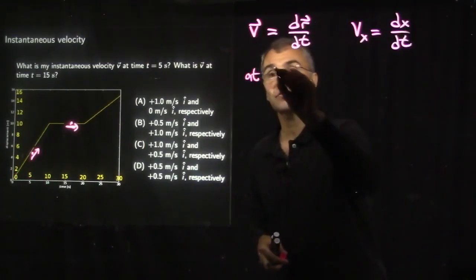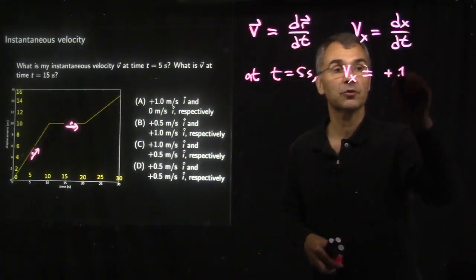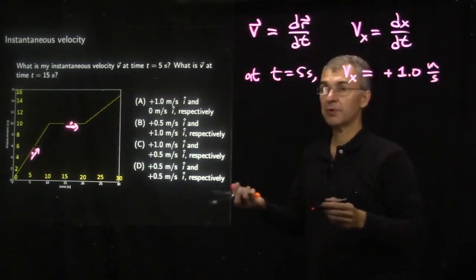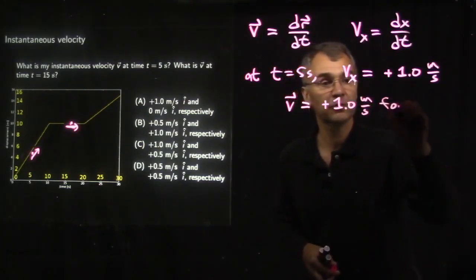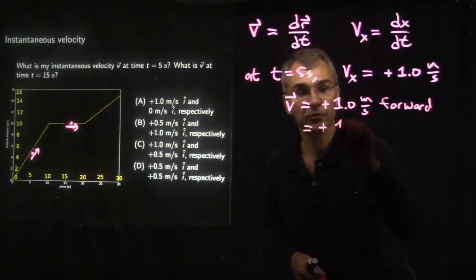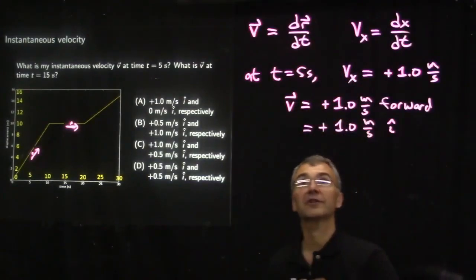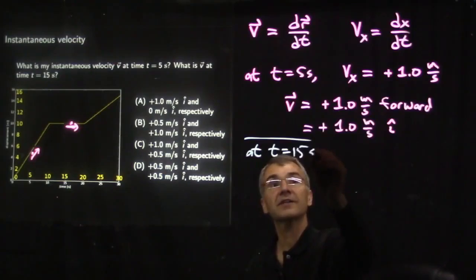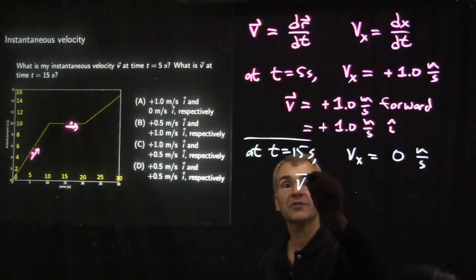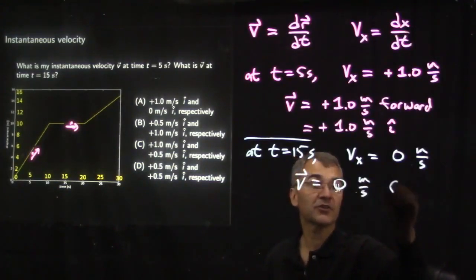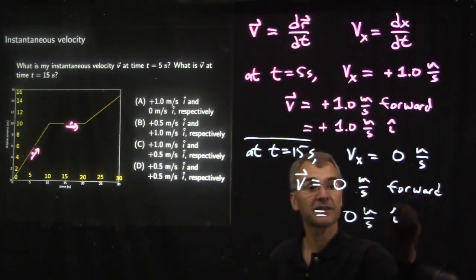It seems like at t equals 5 seconds, the x component of velocity is plus 1.0 meter per second. So that's the only component that there is. Therefore, v is plus 1.0 meter per second forward, or you could say it is plus 1.0 meter per second I hat if you want to use the textbook's unit vector notation. At t equals 15 seconds, v sub x is 0 meters per second. The slope is 0. Therefore, the velocity vector is 0 meters per second. I guess you could say forward, you could say backward. It's the same for 0. So I would say that is 0 meters per second in the I hat direction.